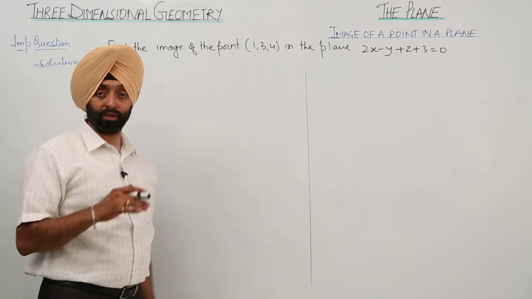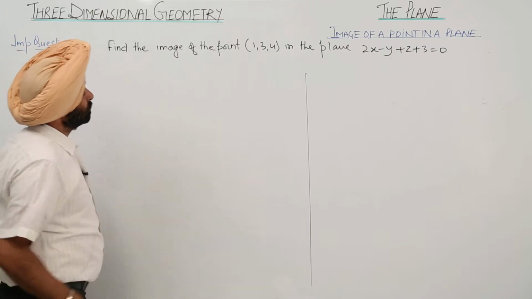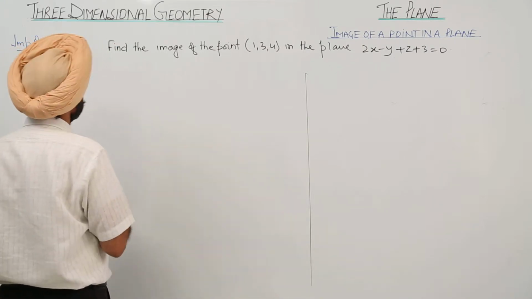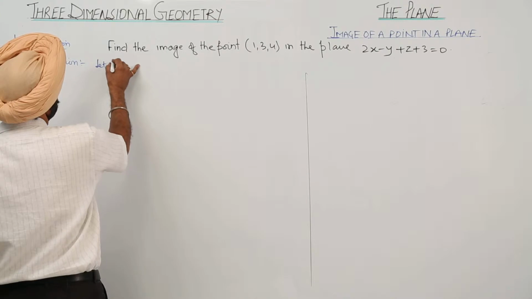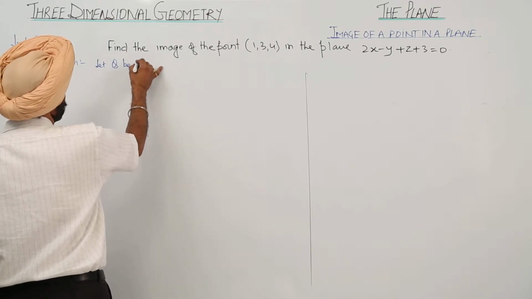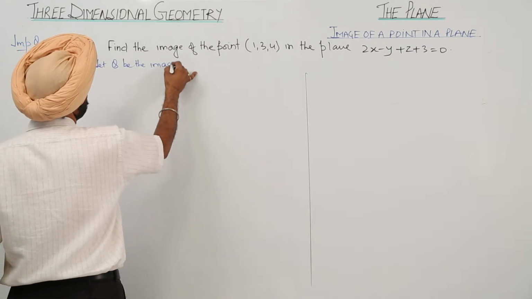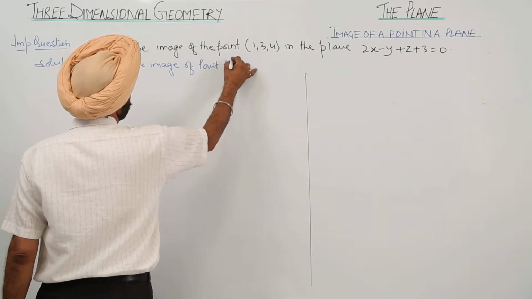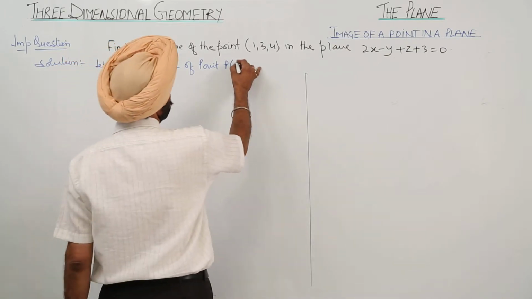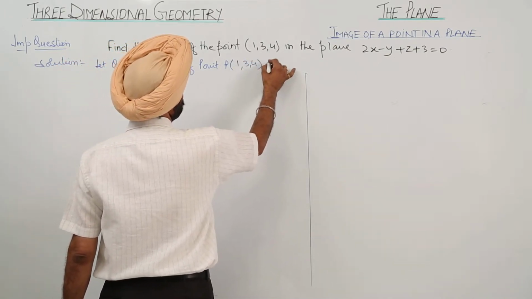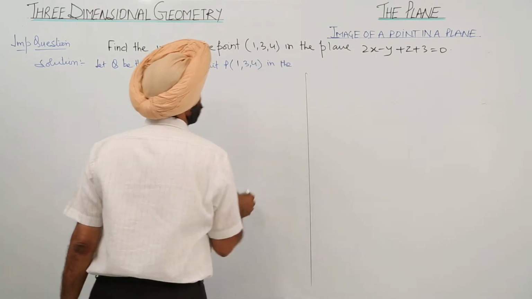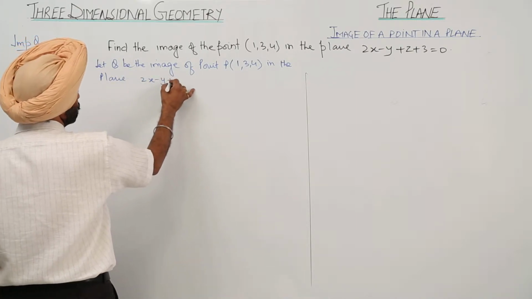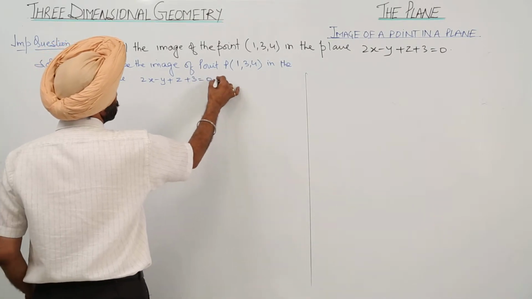Image of a point in a plane. Under this topic, the question is to find the image of a point (1, 3, 4) in the plane, and the equation of the plane is given to us. Let point Q be the image of point P. Let this be the given point P (1, 3, 4) in the plane, and the equation of the plane is 2x minus y plus z plus 3 is equal to 0.